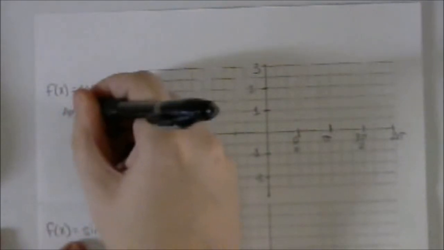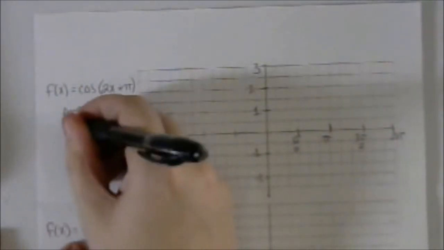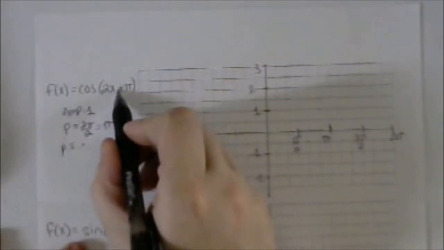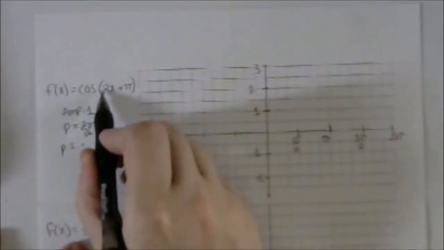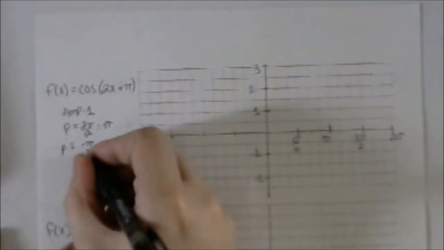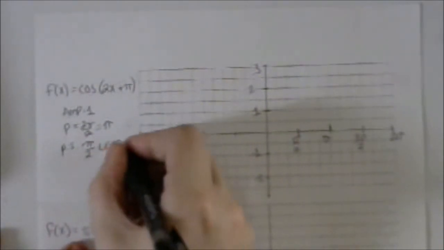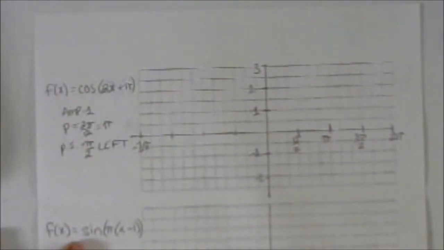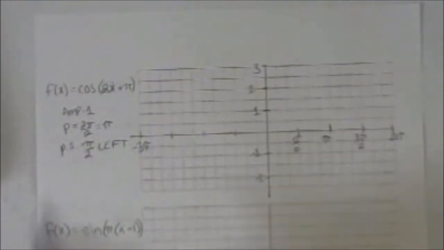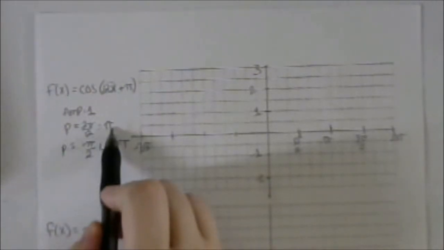Amplitude is 1. The period is 2 pi over 2, or pi. Phase shift. Now we need to be careful here. The phase shift is pi to the left, but with a frequency of 2. So the phase shift is actually pi over 2 to the left. We're going to need to adjust our phase shift to fit the frequency of the problem unless it's already been factored out for us. Let's draw a cosine curve with an amp of 1 and a period of pi to get our baseline graph.